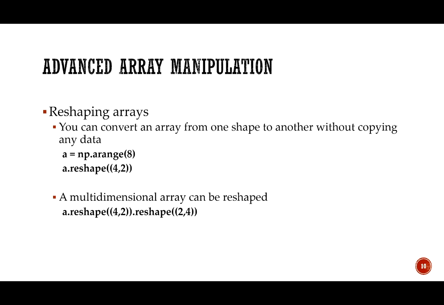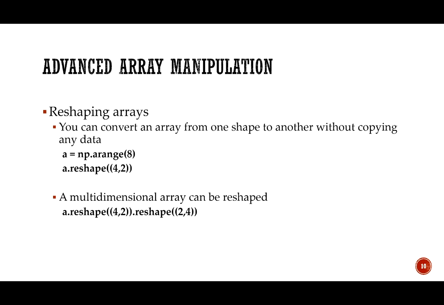Now I move on to Appendix A. So in our second textbook, Appendix A discusses the advanced NumPy package. And here you can see the most commonly used methods under advanced array manipulation. One is reshaping. So you can reshape arrays. It means that you can convert an array from one shape to another without copying any data.